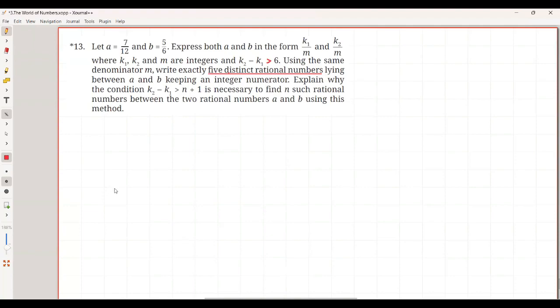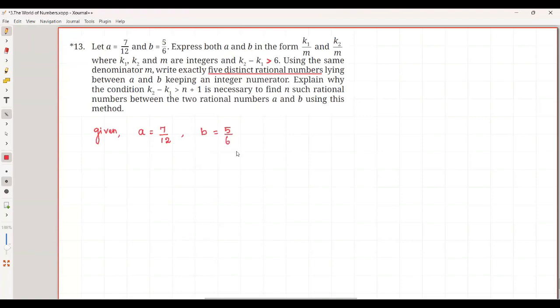This is the first part. I'm just going with the first part, so don't get confused with the questions. They have given K2, K1 and all, but the concept is simple. A is given as 7 by 12 and B is given as 5 by 6.